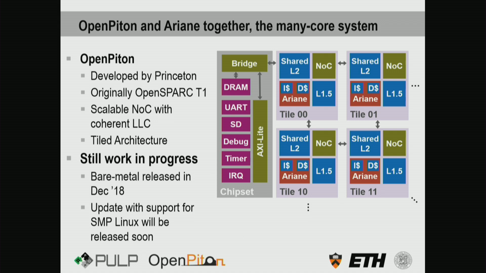We also had a recent collaboration with Princeton University where we started to work with them on their OpenPiton system, which is basically a scalable network on chip with a coherent last level cache. This allows you to assemble a large grid of tiles which contain a processor core each. Their original design used the OpenSPARC T1, and they could assemble these big multi-core systems based on that. And we actually managed to replace this OpenSPARC T1 with an Ariane core. And this you can now assemble into these large systems using OpenPiton. This has been released in a bare metal version and is now being worked on.